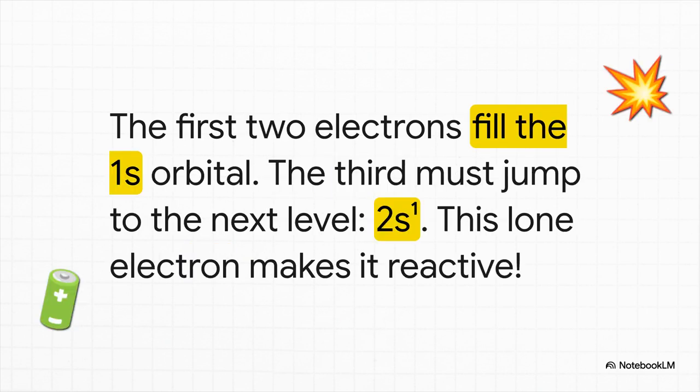And here we are, back to our friend lithium, with 3 electrons. Okay, so the first 2 fill up that first level, just like in helium. But that level is now full, so the third electron has no choice but to start a brand new level, all by itself. And that is the secret to its reactivity. That one lonely electron sitting way out on the edge is super easy to give away. That's what makes lithium so eager to react with other things.